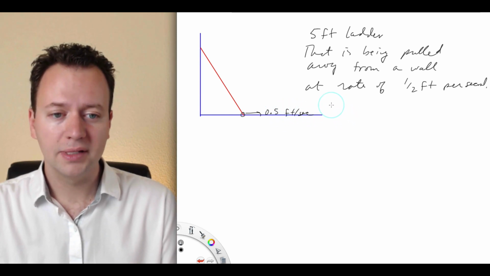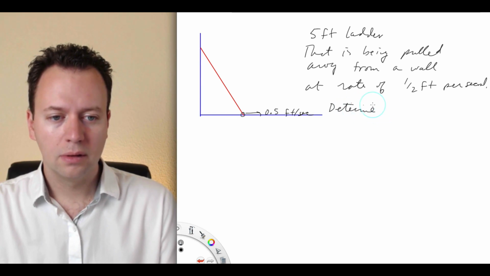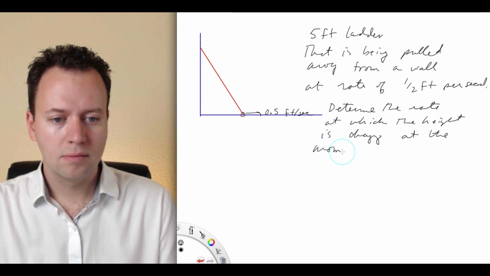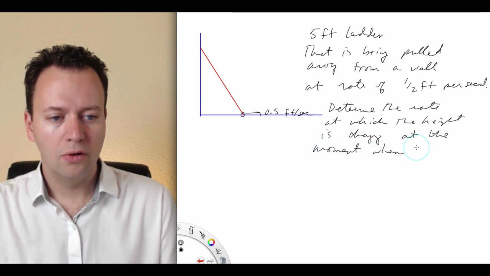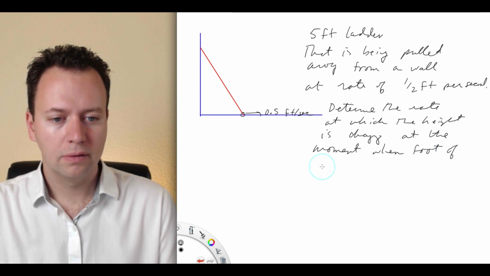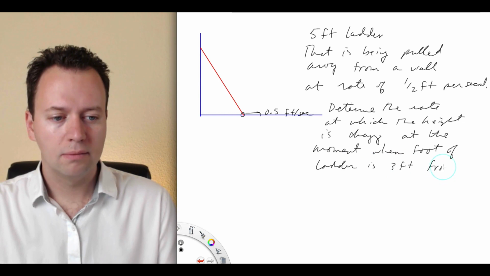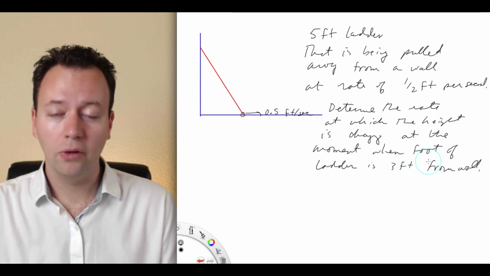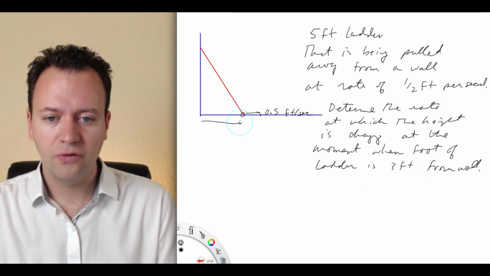So the problem says determine the rate at which the height is changing at the moment when the foot of the ladder is 3 feet from the wall. Okay, so this is all the information. We're looking at the moment when the foot of the ladder is 3 feet from the wall.